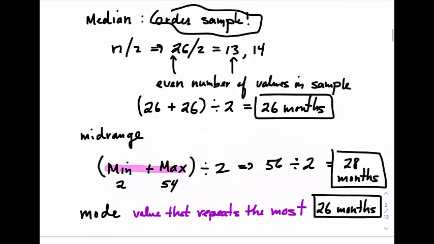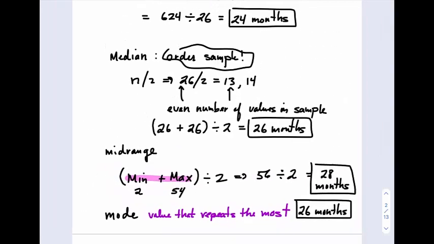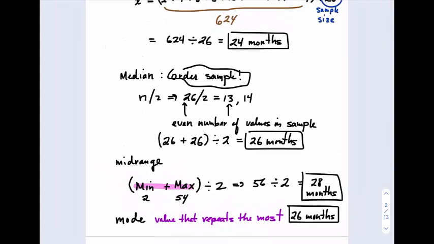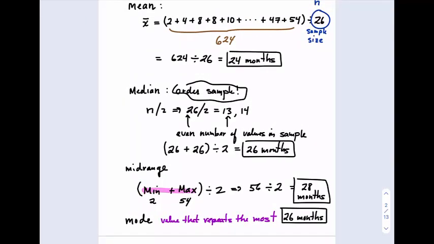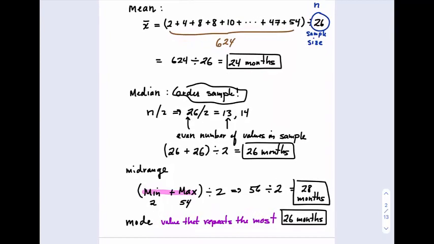So there you go. Let me just zoom out here a little bit. You notice that for the sample mean, the answer was 24. The median was 26 months. The mid-range was 28 months, and the last one, the mode, was 26. They all vary from one another, not too much here, but they can vary a lot because of something called an outlier. We'll discuss when outliers really affect the center number.